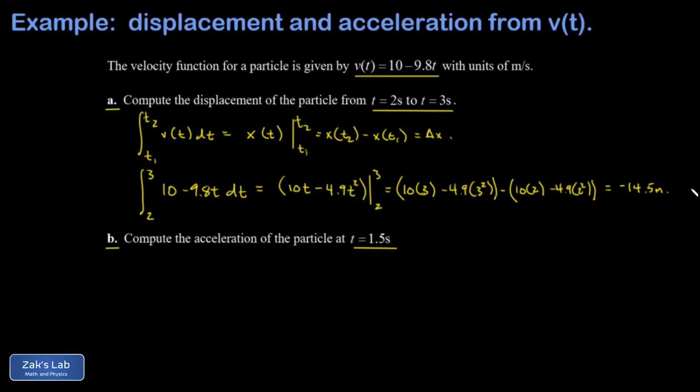In part B, I want the acceleration of the particle at this particular moment in time, t equals 1.5 seconds. And here I have to remember that the acceleration as a function of time is the time derivative of the velocity function. But that derivative is just negative 9.8. In other words, the acceleration is always the same exact value of negative 9.8, which you may recognize as being typical for a free fall problem. To wrap things up, we should put units on that, and that's negative 9.8 meters per second squared, and we're done.